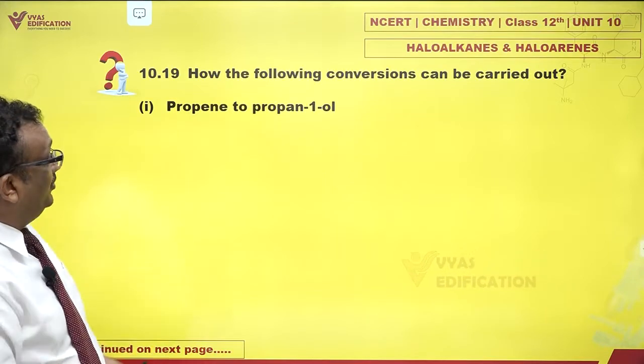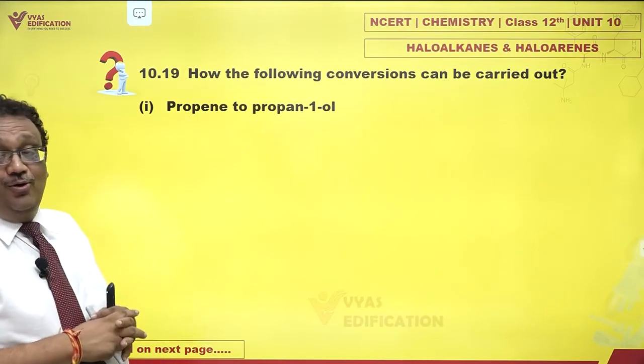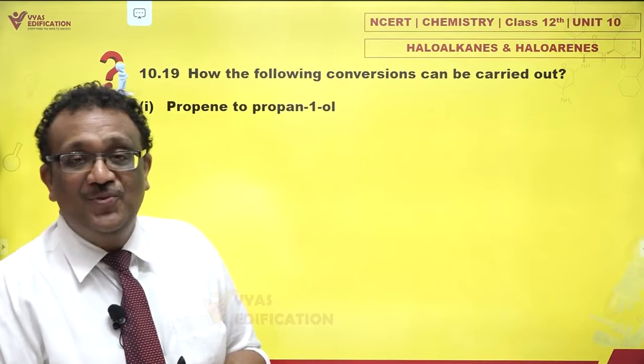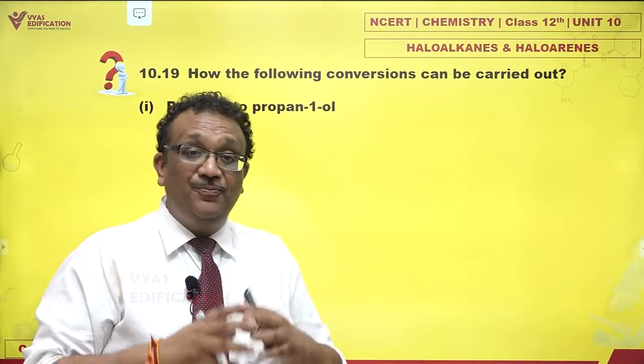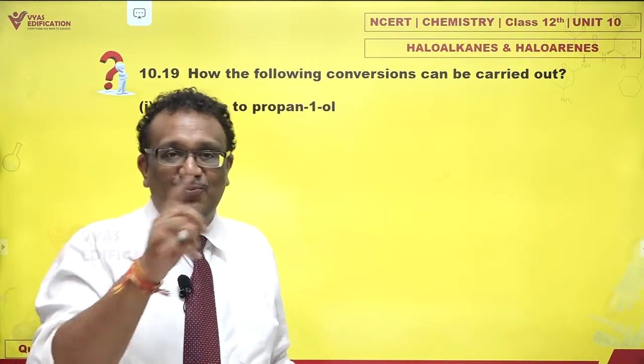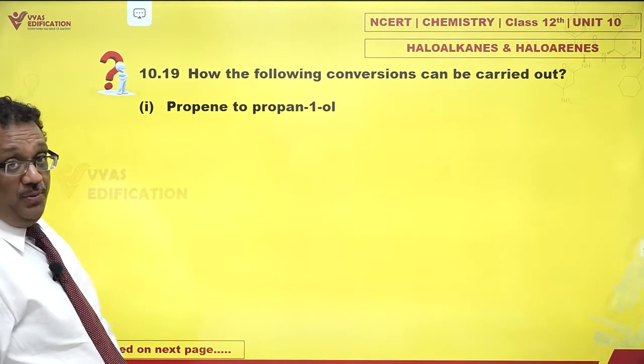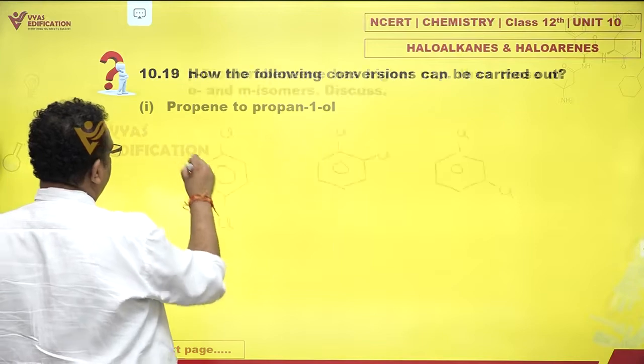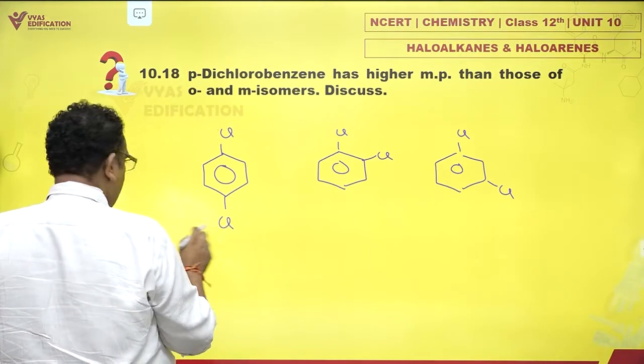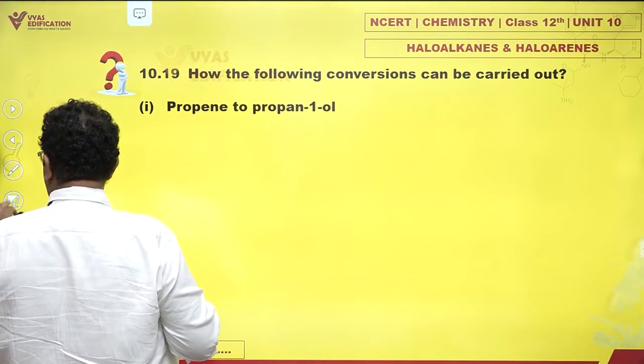How can the following conversions be carried out? Now, this is a long question with 20 subparts. Very interesting and very informative and very, very knowledge enhancing. So, pay attention and focus. Propene, you wish to convert to propan-1-ol. If you just take care and look, what all do you have?